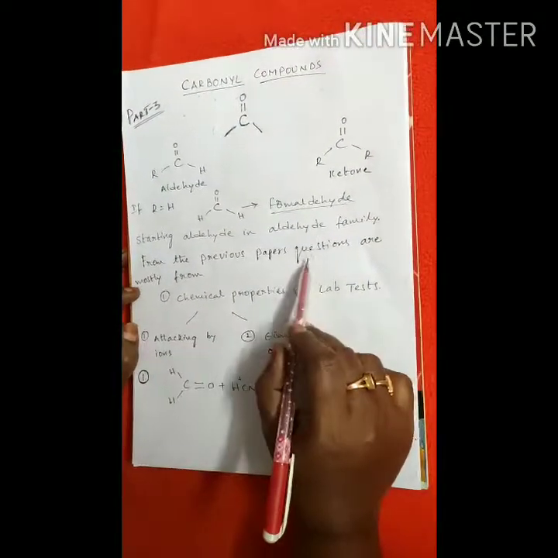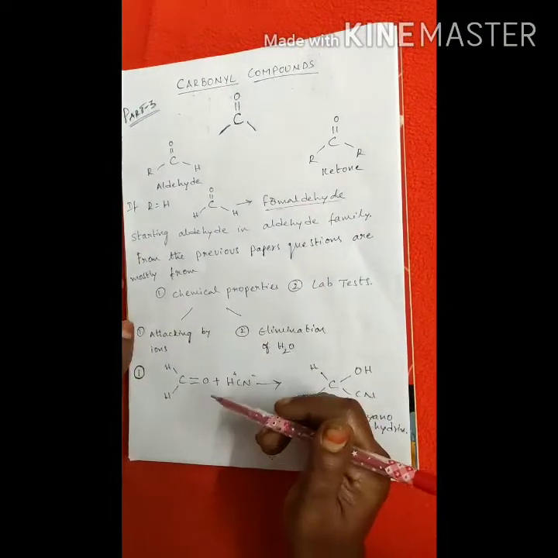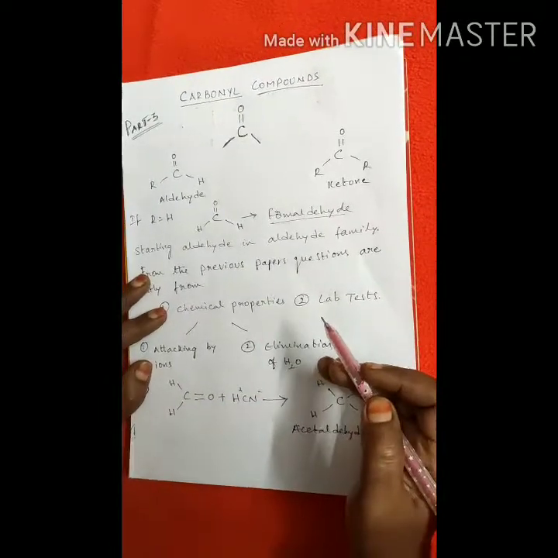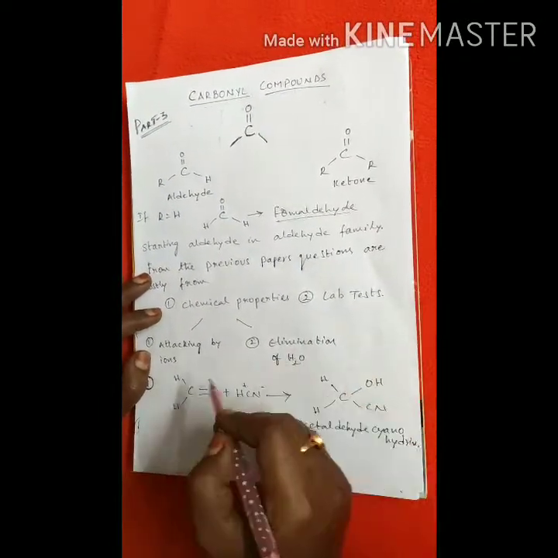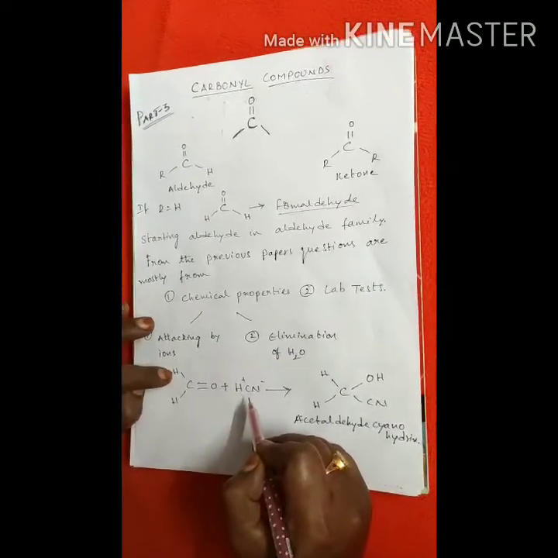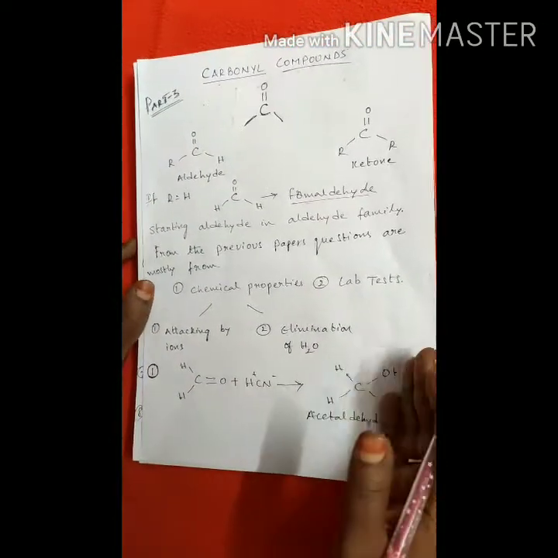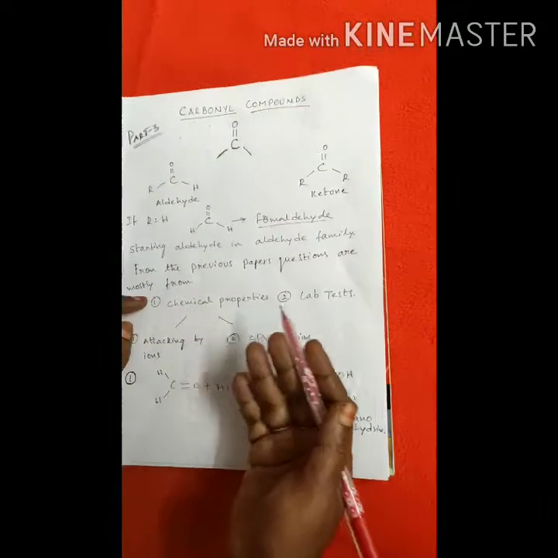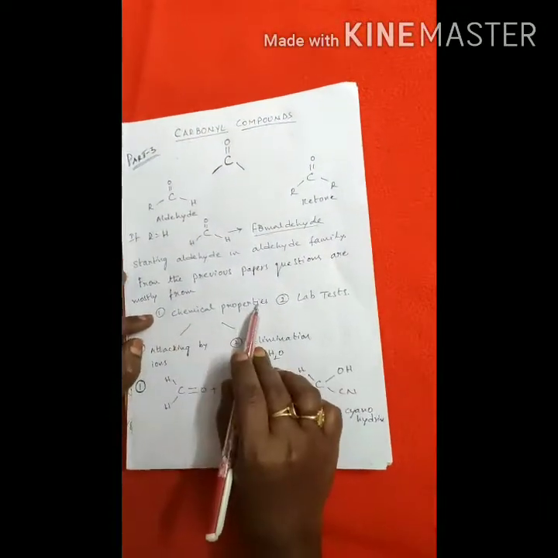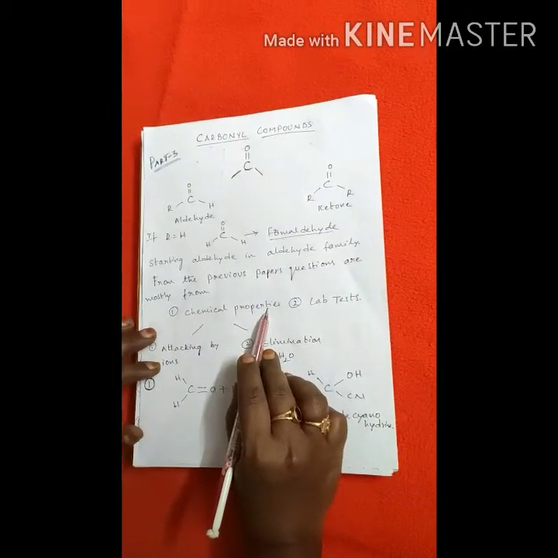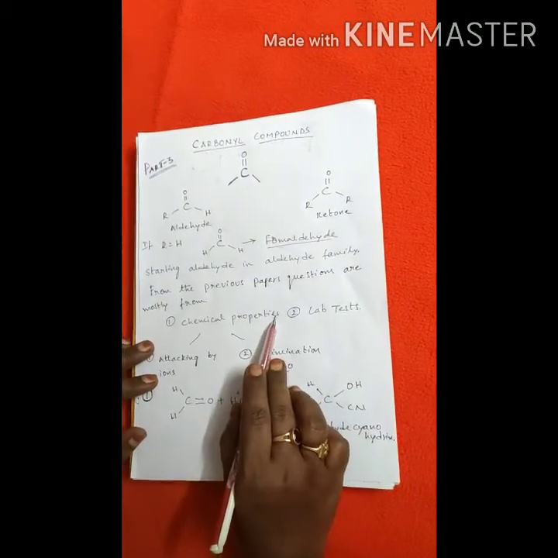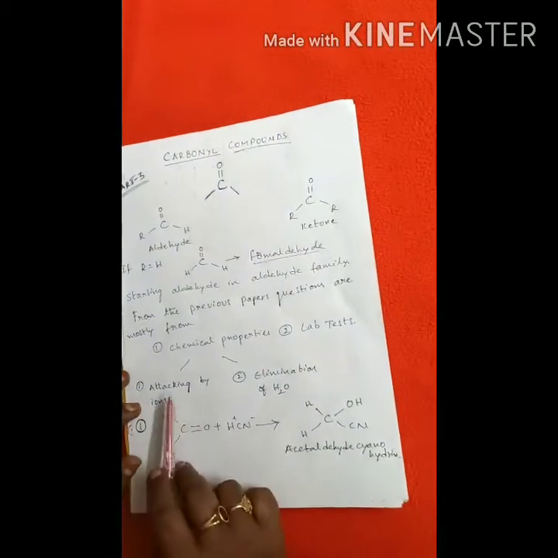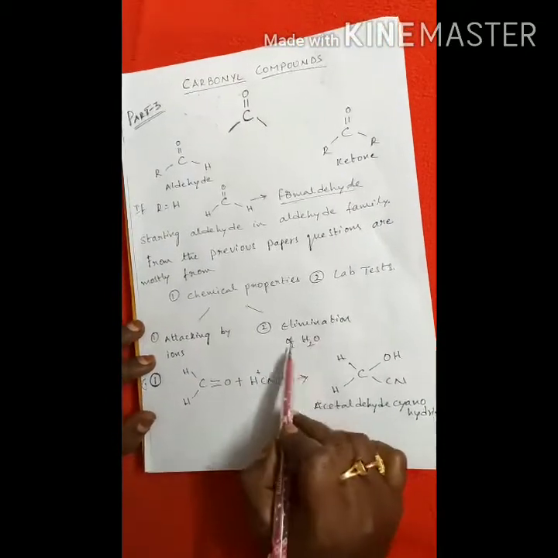From the previous papers, questions are mostly coming from chemical properties and lab tests. How do you distinguish an aldehyde and a ketone, what is the product formed when the carbonyl compound reacts with a reagent, and condensation reactions. There are so many. That's why the most care must be taken while preparing the chemical properties. Here for chemical properties, I am explaining easy tips to remember them. So here, attack by ions and elimination of water.